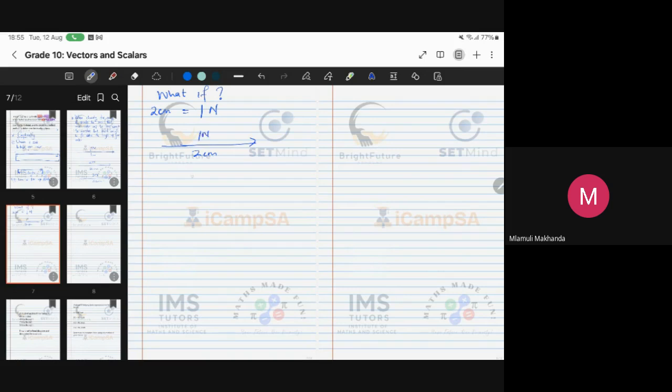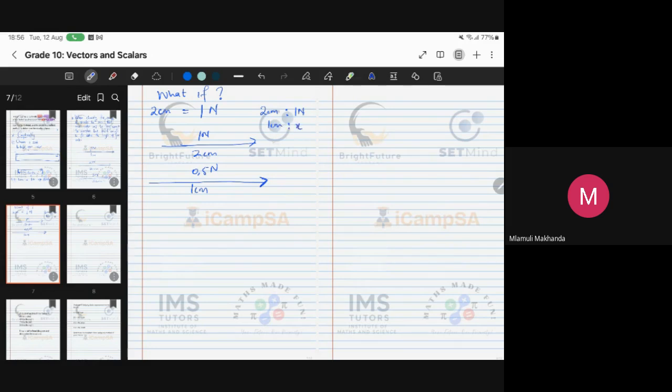If you have a vector that is 1 centimeter, it means this would be 0.5 Newton. How did we get 0.5 Newton? When you take the ratio, you said 2 centimeter on my ruler represents 1 Newton of the vector's magnitude. Okay. So what if I want 1 centimeter? What Newton would this give me?